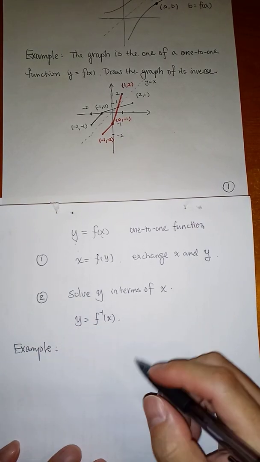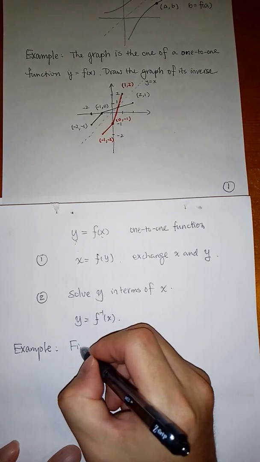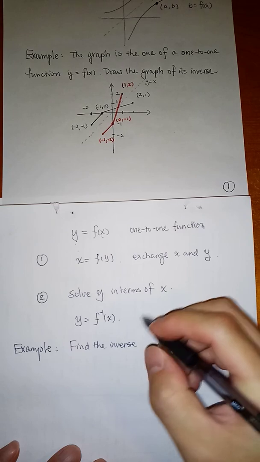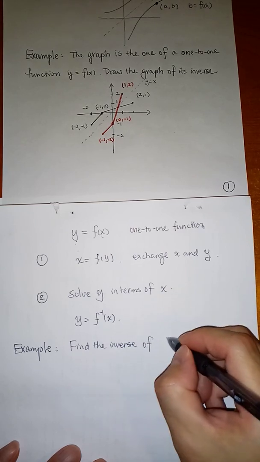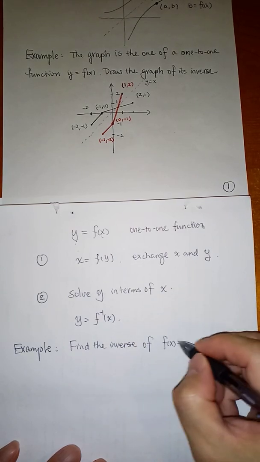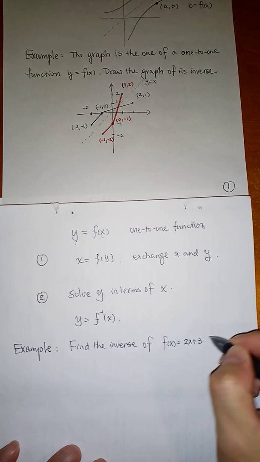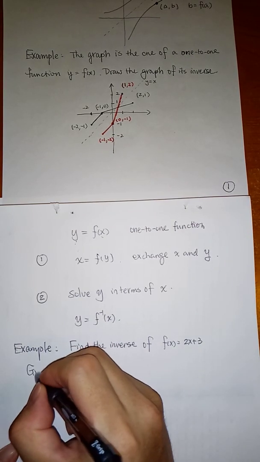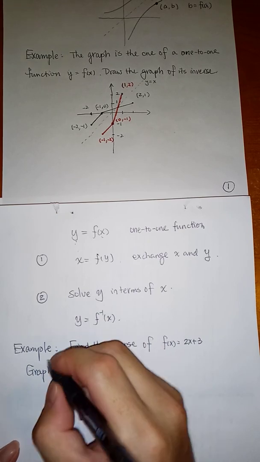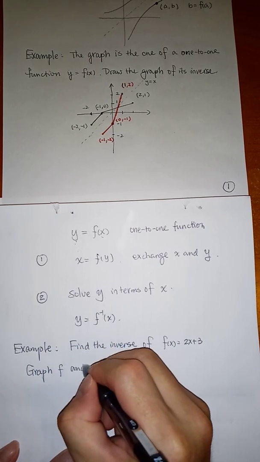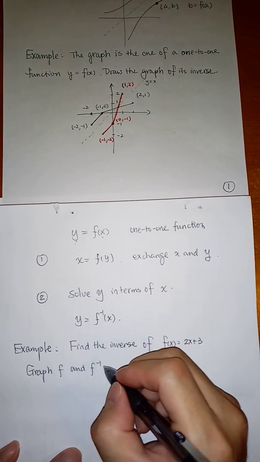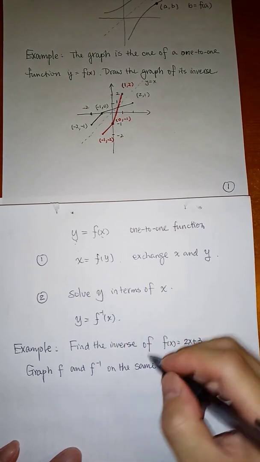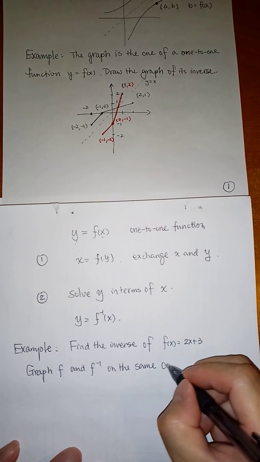We start from the simplest example. Find the inverse of f(x) equal to 2x plus 3, and draw a graph of f and f inverse on the same coordinate axis.